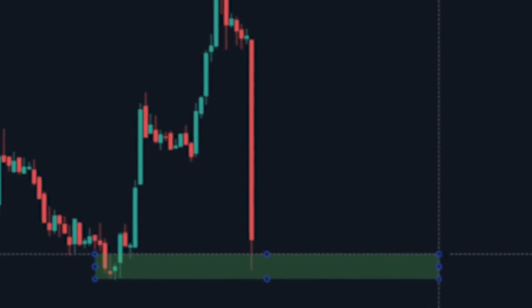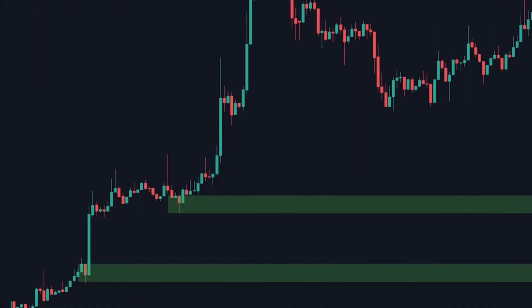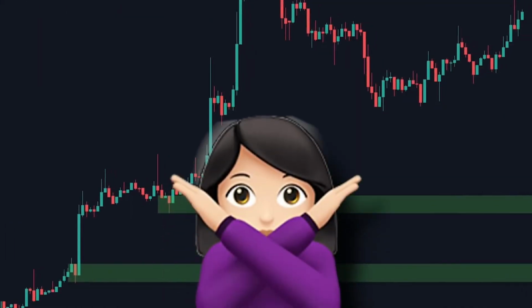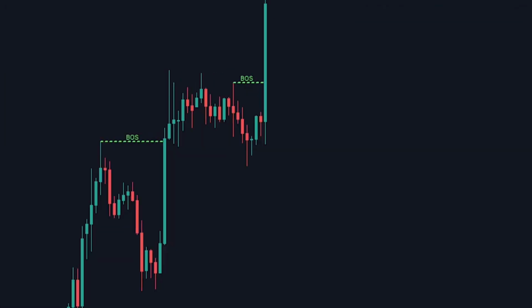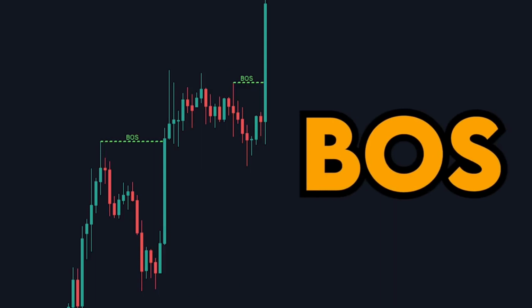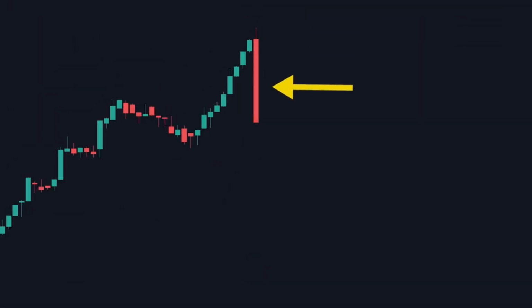The easy part is drawing the areas, but not all of these areas that we draw are going to be good areas. Actually, most of them are going to be invalid areas. This is how you decipher a valid area from an invalid area. A valid zone will have a break of structure. So here we have an aggressive downwards move.